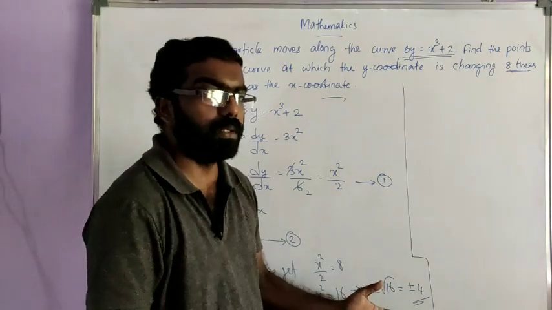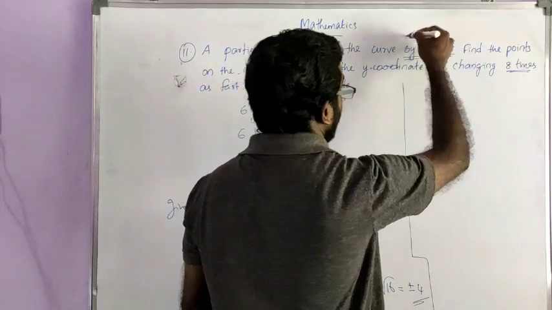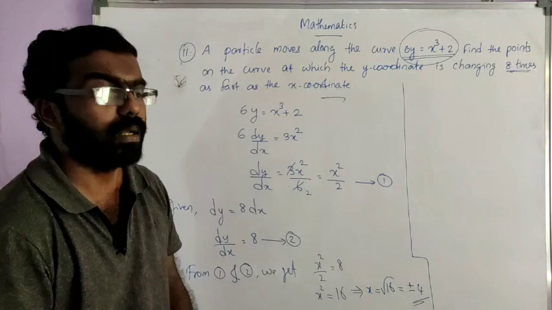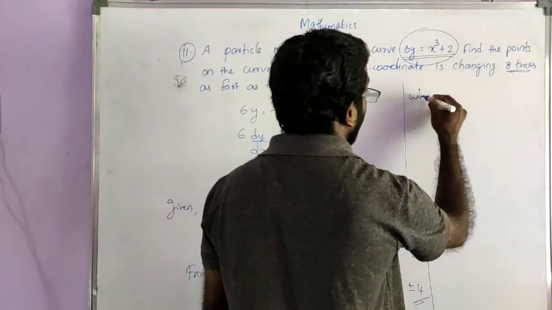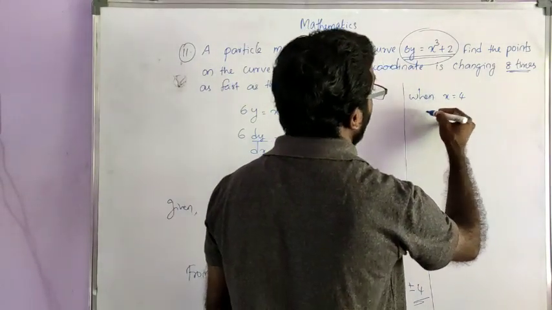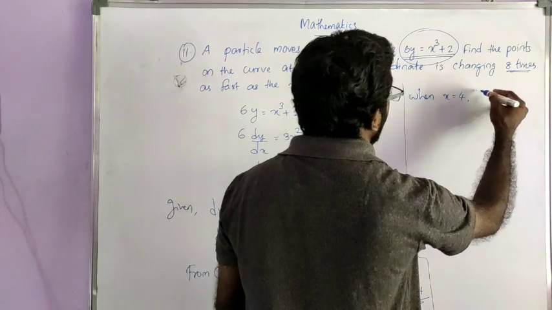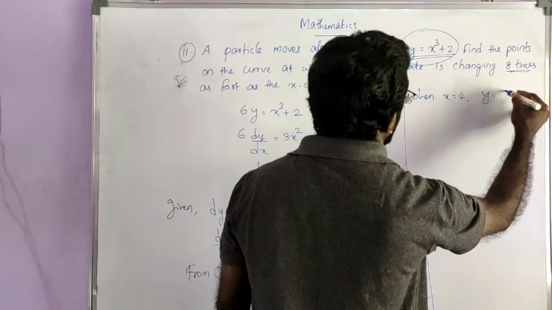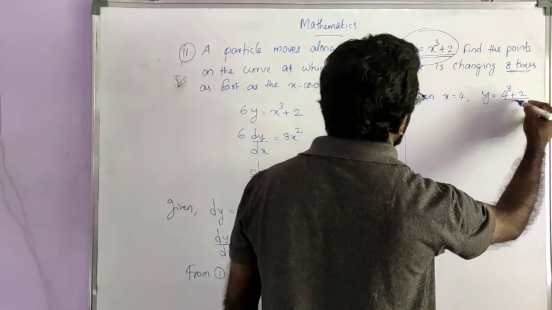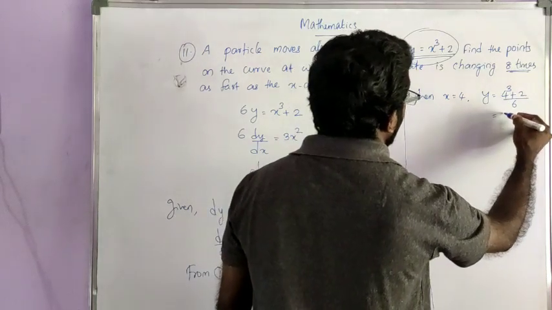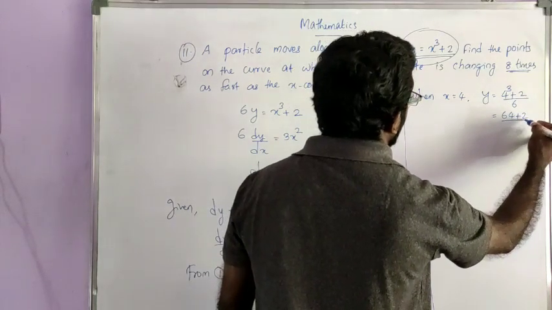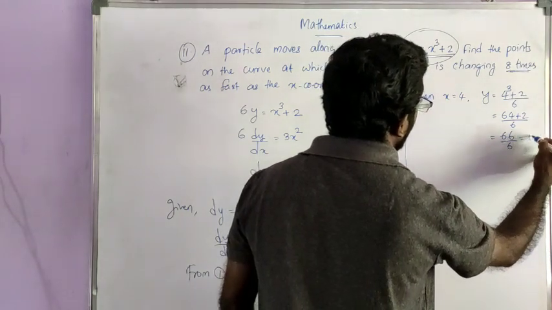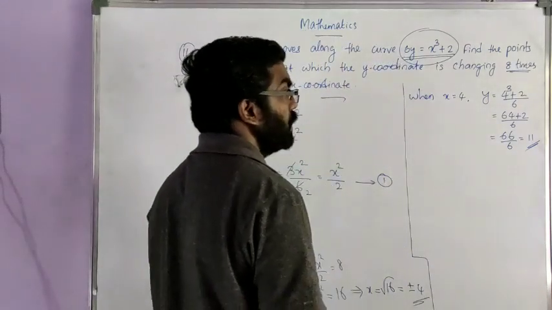Now we can substitute the values of x in this equation, that is 6y is equal to x cube plus 2, in order to get the corresponding values of y. So when x is equal to 4, y is equal to x cube plus 2 divided by 6, that is 4 cube plus 2, 64 plus 2 divided by 6, 66 by 6, which is equal to 11. So the y value is 11.